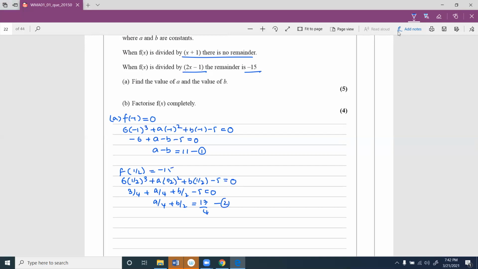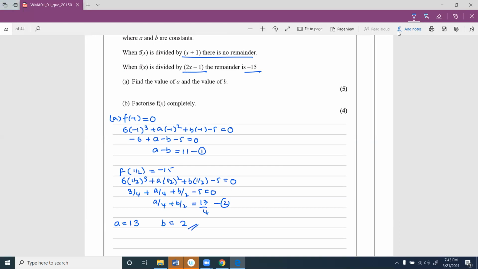This is my second equation. Now let's try to solve these equations as simultaneous equations. There you get the answers. A is 1, minus 1 and 11, and this is 4, and this is... you get the answer. A equals 13 and b equals 12. Then you can see these are the answers for a and b.